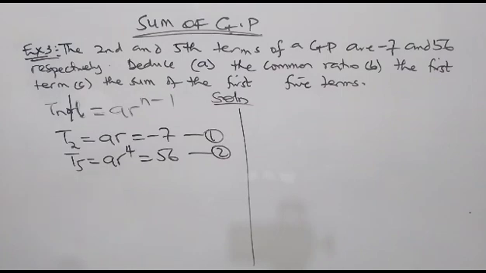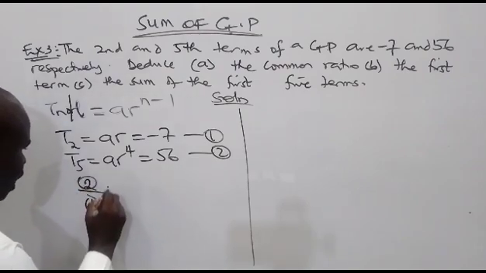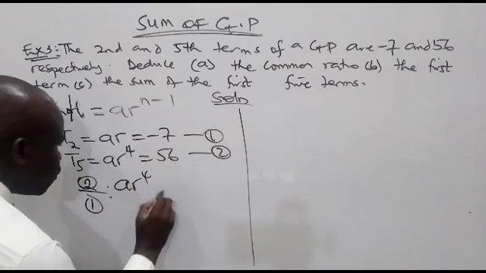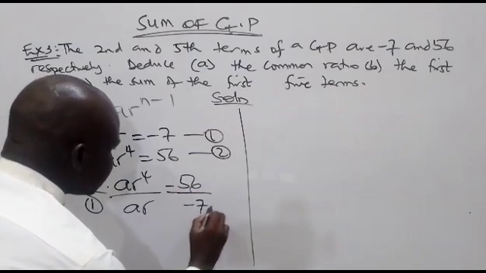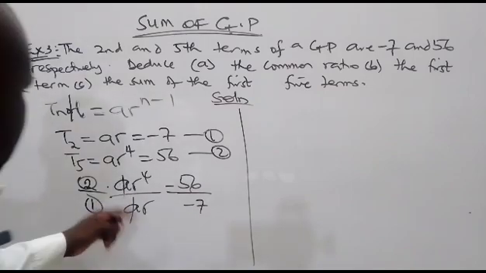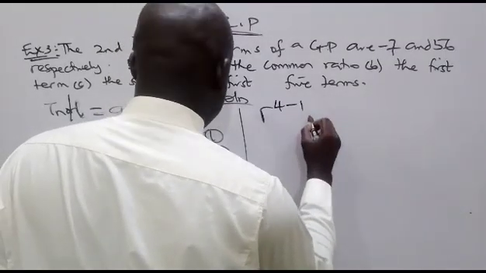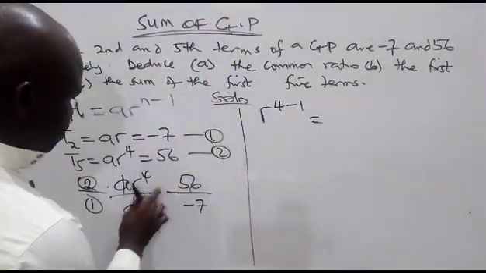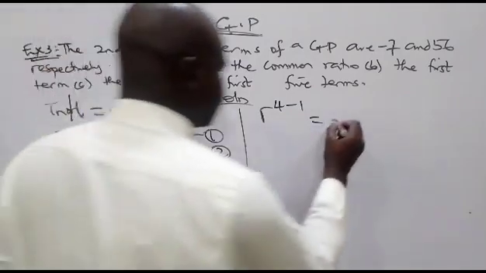So there are two equations here with two variables. Of course, we know what to do. We solve the two equations simultaneously. So we say equation 2 divided by equation 1. We are going to have AR⁴ divided by AR, which is the same thing as 56 divided by minus 7. Of course, this can cancel this. We apply the law of indices to say that this is R^(4-1), which is equal to minus 8.